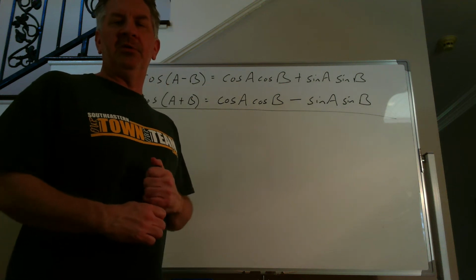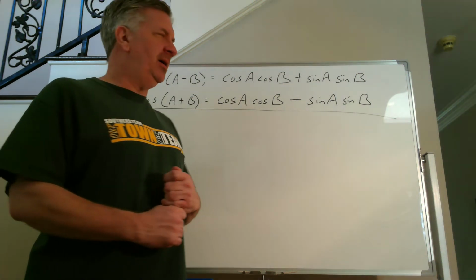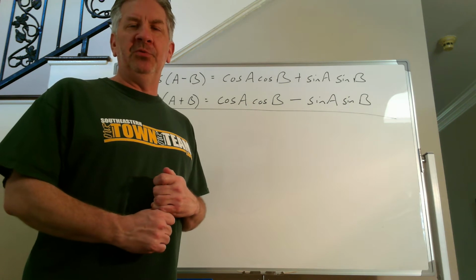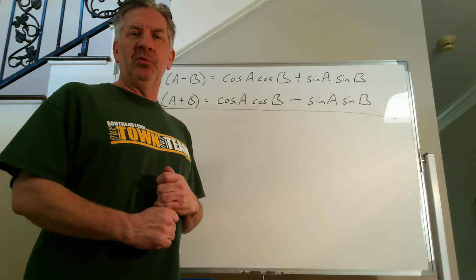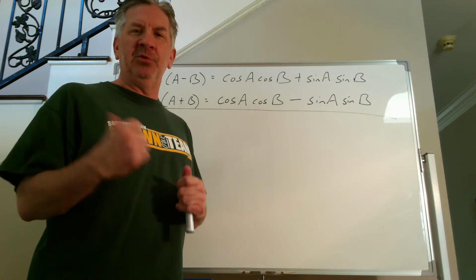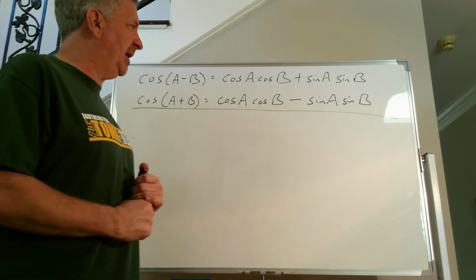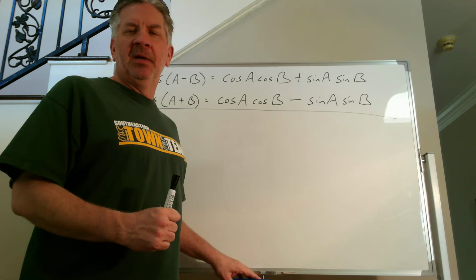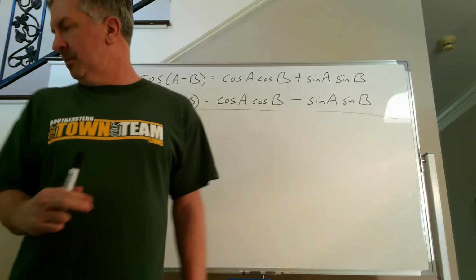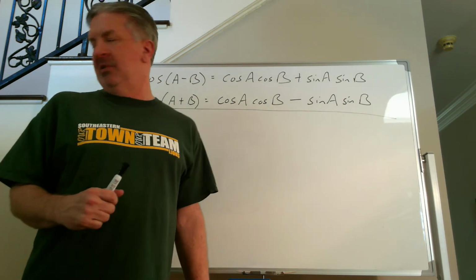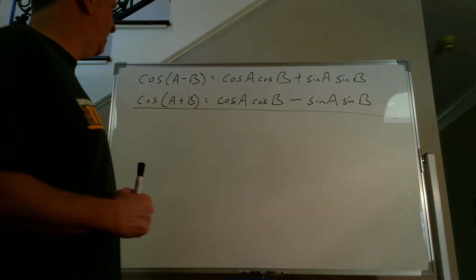We want to continue our discussion about identities. We skipped section 5.2, which is proving identities. We're going to do that as we do sections 5.3, 5.4, 5.5, so we don't have to do a separate section for that. We'll do it as we do the other sections. So section 5.3 is called the sum and difference identities for cosine, and I've written these up here.